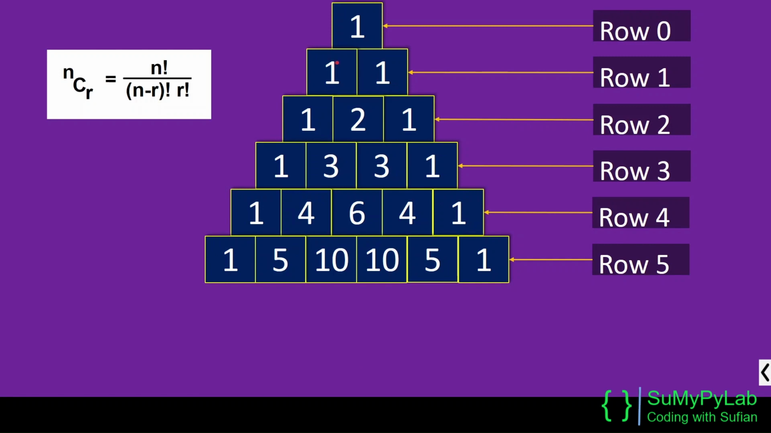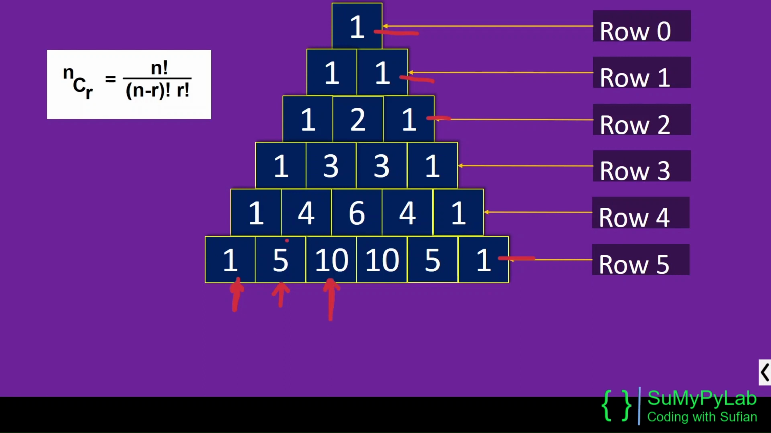We will count the rows and columns starting from 0. So, this is row number 0. And this is row number 1. This is row number 2. And this is row number 5. This is column number 0. This is column number 1. This is column number 2.